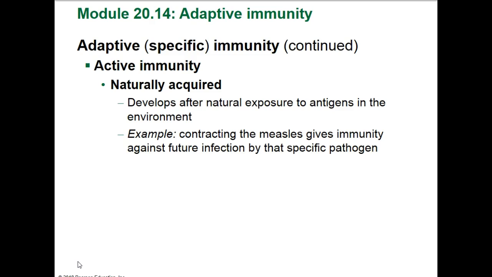So we can talk about naturally acquired, which means after you were born, you start getting exposed to these antigens. And again, an antigen is a foreign thing. It's non-self. Anything that's foreign that's non-self is an antigen that your body recognizes as foreign.